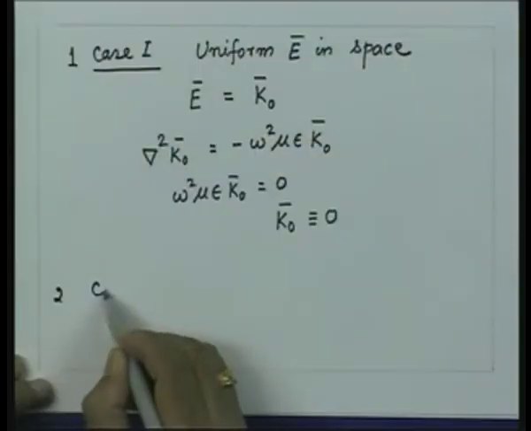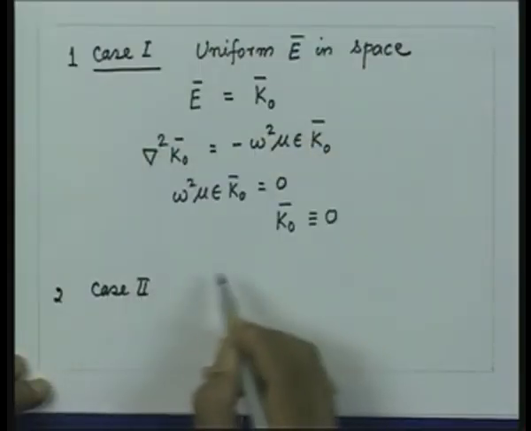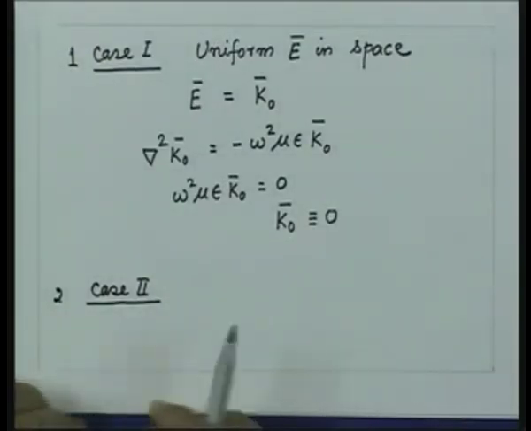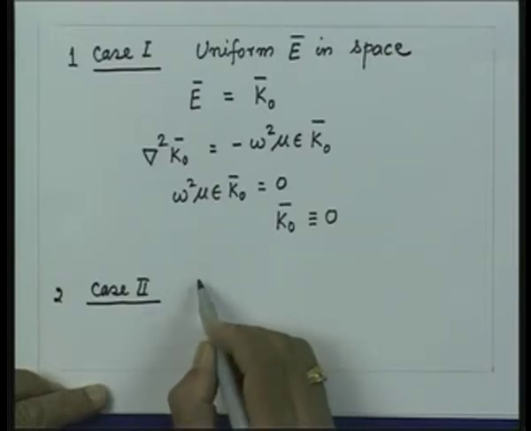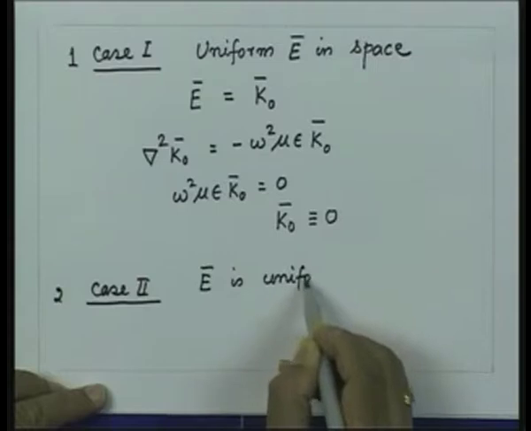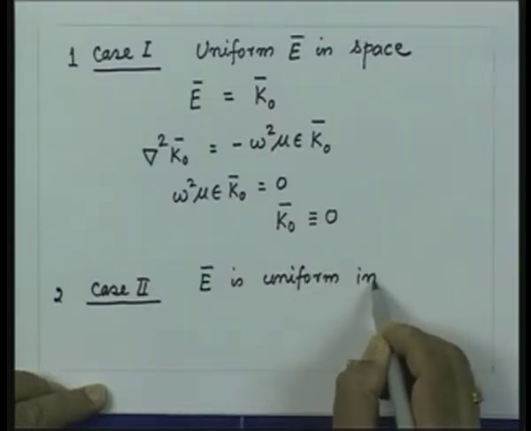One can then go to the next level of complexity: if the field is not uniform in all 3-dimensional space, can the field which is uniform in one plane be consistent with the Maxwell's equations? So, one can ask, take the second case, that E is uniform not in 3-dimensional space, but uniform in a plane.